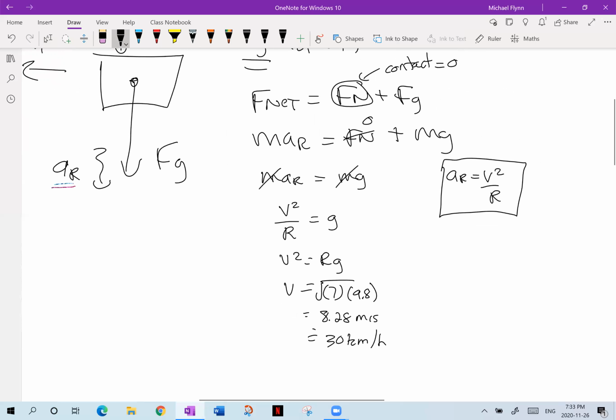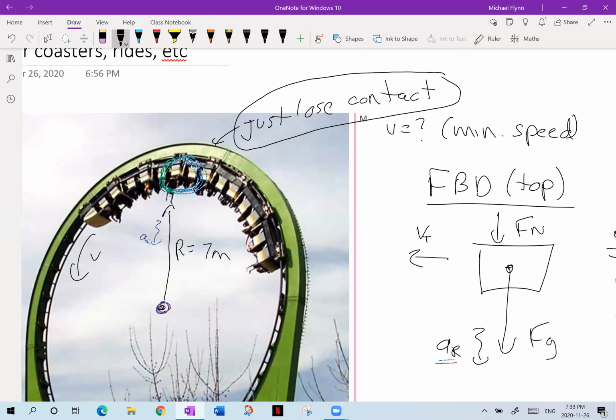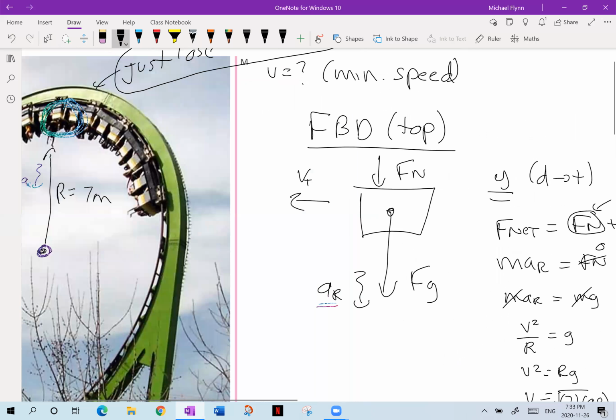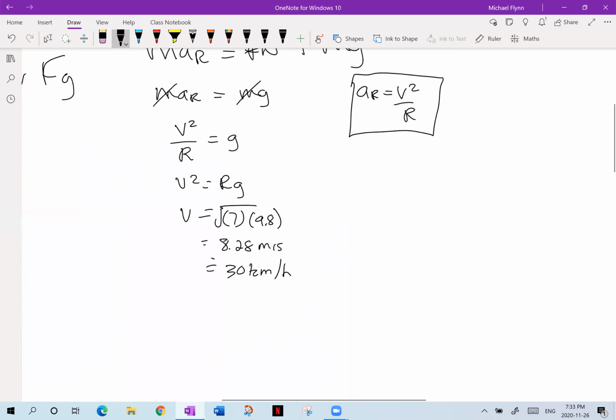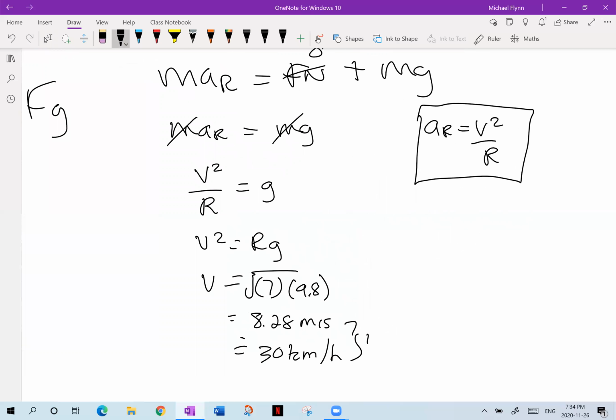So the roller coaster has to be going around 30 kilometers per hour minimum speed so that no one, even if they weren't buckled in, would fall out of their seat, okay, at this particular rate of motion. Now, if you're going slower than 8.28, what's going to happen is if you're not buckled in, you're falling out because you do not have enough speed to have the right radial acceleration for you to stay in your seat, okay? Like this is the falling out point. You can't go slower than that. So this is the minimum speed so that no one falls out.